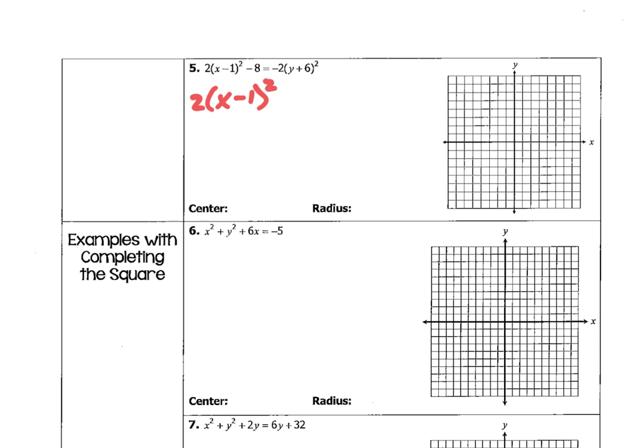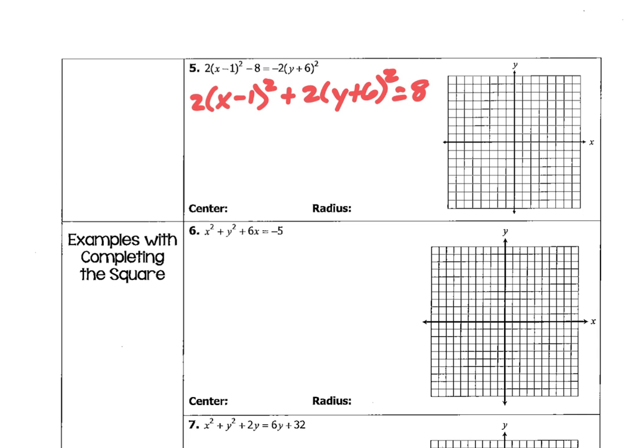Okay, I'm going to add, and this is all connected. We're not doing any distributive property or anything like that. We're going to add this whole expression to the other side. So we're going to add 2 y plus 6 squared, equals, and then we're going to add 8 to the other side. So really what happens is these two flip-flop, trade places.